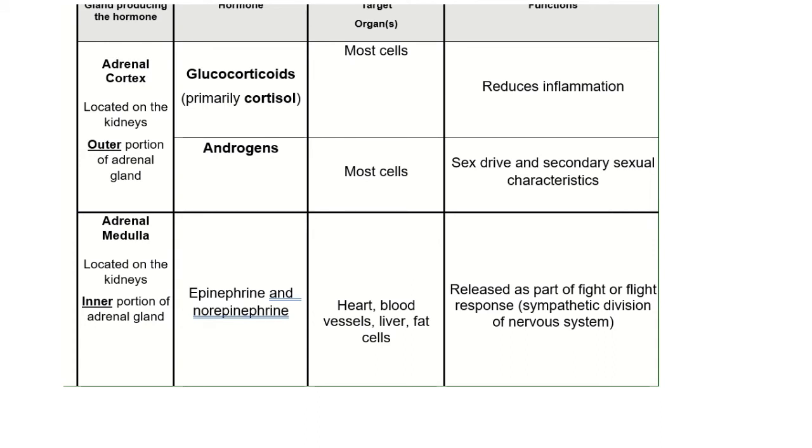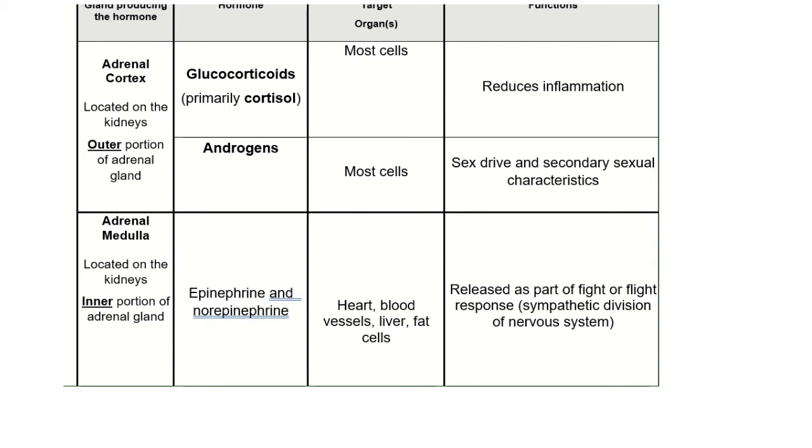So glucocorticoids are going to affect most cells. Their job is to reduce inflammation. Think about cortisone shots if someone has, let's say, pain in their knee or their back. That's basically a shot of cortisone or cortisol.